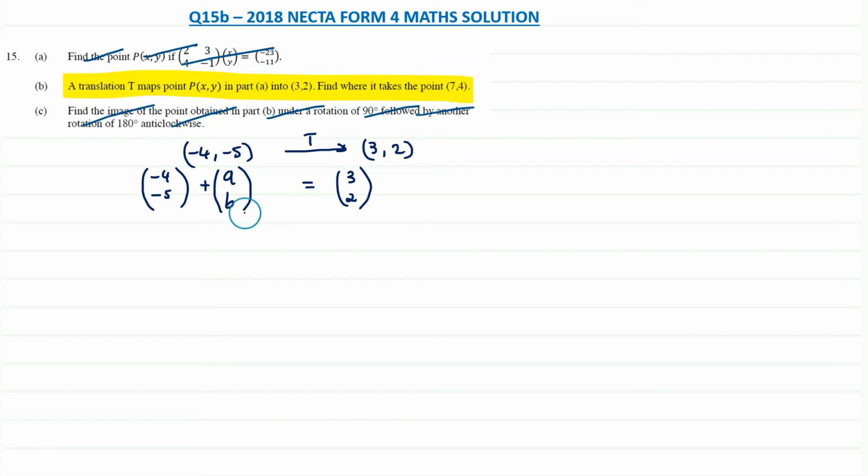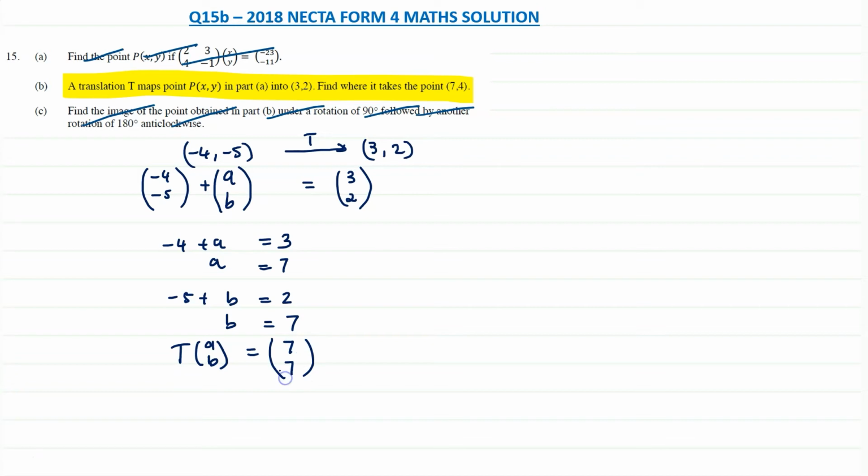Okay. So what you have to do: -4 plus A is equal to 3, so therefore A is equal to 3 plus 4, which is 7. And -5 plus B is equal to 2, so B is going to be equal to 7. Okay, so the transformation factor (A, B) is going to be equal to (7, 7), and that's a translation factor.